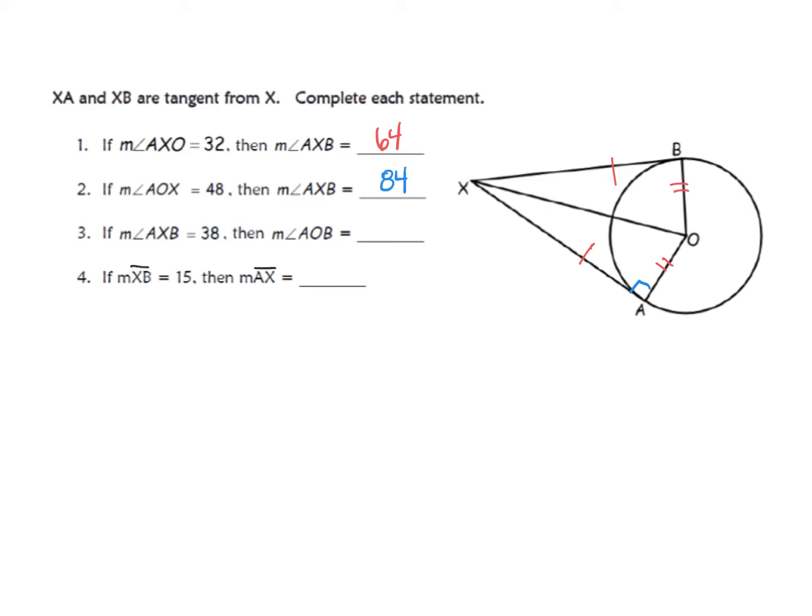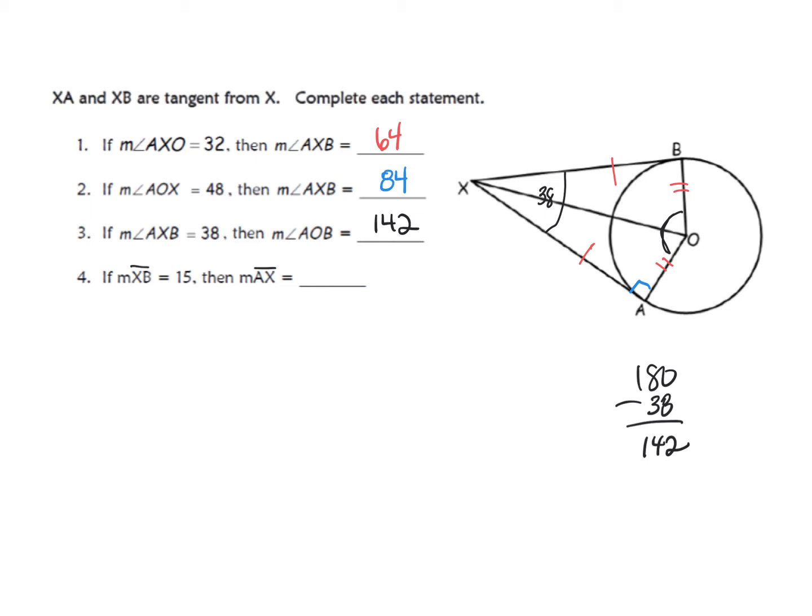Now for the next one, it says the measure of angle AXB, this big angle, is 38. I want to know angle AOB. This is one where you could either look at individual triangles, or if you remember, those 2 angles should be supplementary. So 180 minus 38 gives me 142.